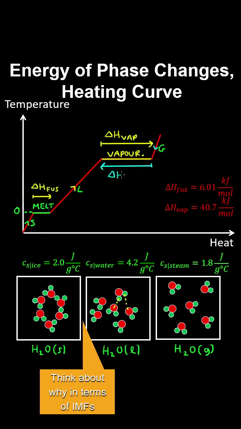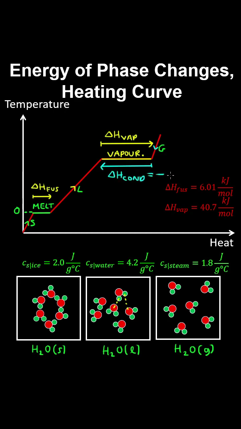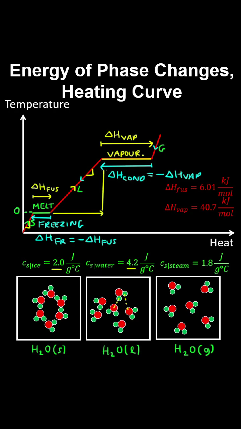The enthalpy of condensation is equal to the negative of the enthalpy of vaporization. And the same thing as we keep going backwards, where the enthalpy of freezing is the negative of the enthalpy of fusion. And you'll also notice a shallower slope in the liquid phase compared to the solid phase because you need to add more heat to cause an increase in temperature.